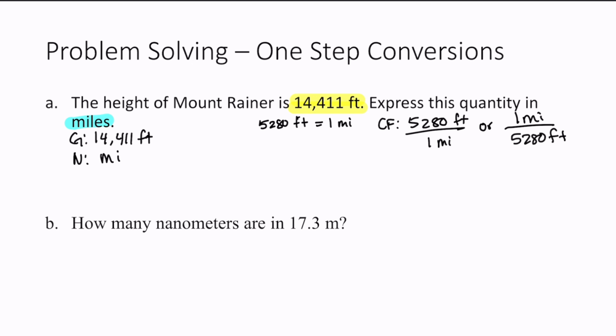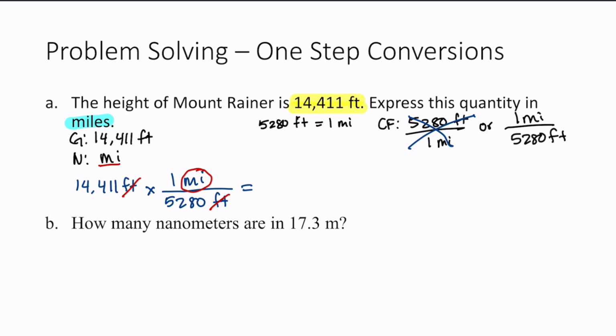I'm going to start my problem, and I'm always going to start with my given. So I have 14,411 feet. In order to get my units of feet to cancel out, I have to have feet on the bottom. So that tells me I cannot use my first conversion factor because it doesn't have feet on the bottom. And that means I'm going to use the second one I wrote. So we'll write 1 mile over 5,280 feet. Now notice my feet cancel out. The units I'm left with are miles, which is good because I'm trying to solve for miles.